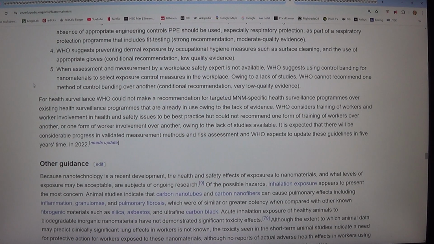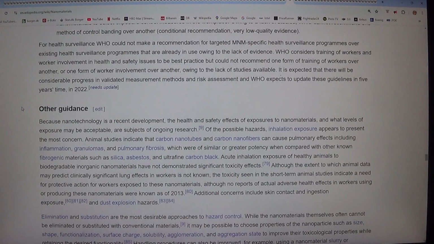For health surveillance, WHO could not make a recommendation for targeted MNM-specific health surveillance programs over existing health surveillance programs that are already in use owing to the lack of evidence. WHO considers training of workers and worker involvement in health and safety issues to be best practice but could not recommend one form of training of workers over another, or one form of worker involvement over another, owing to the lack of studies available. It is expected that there will be considerable progress in validated measurement methods and risk assessment, and WHO expects to update these guidelines in 5 years' time, in 2022.